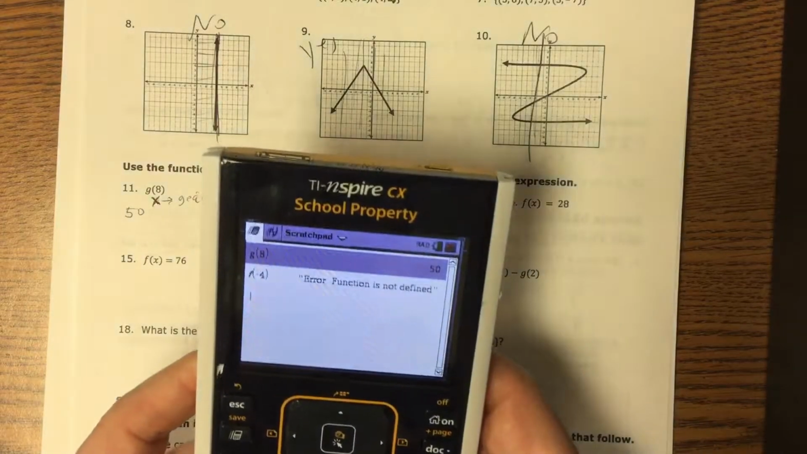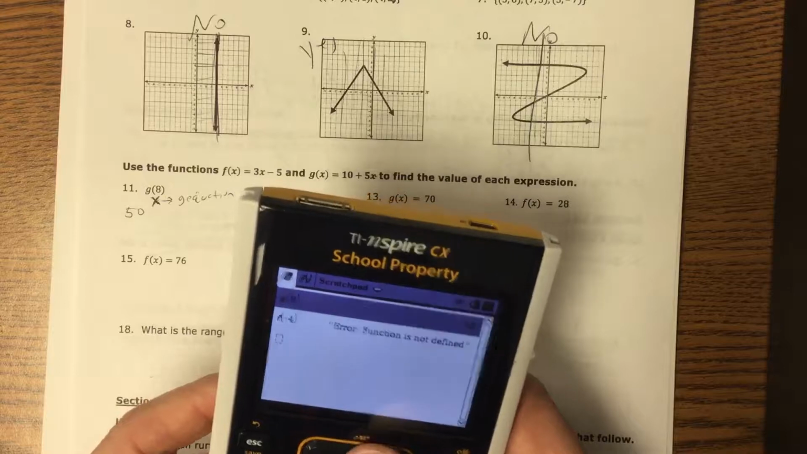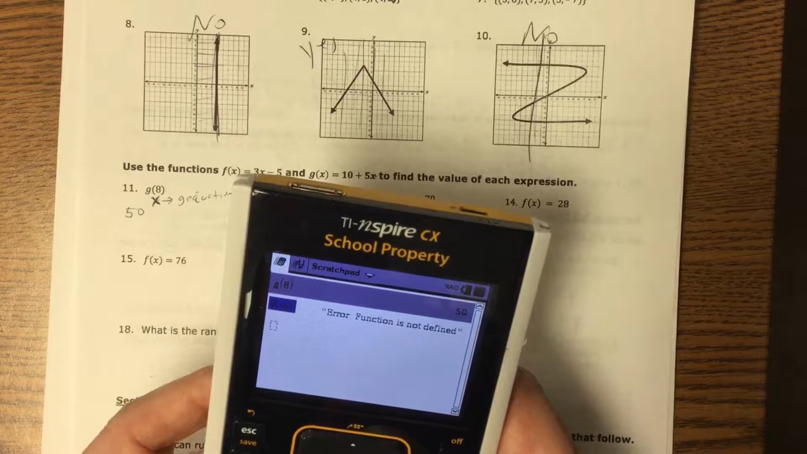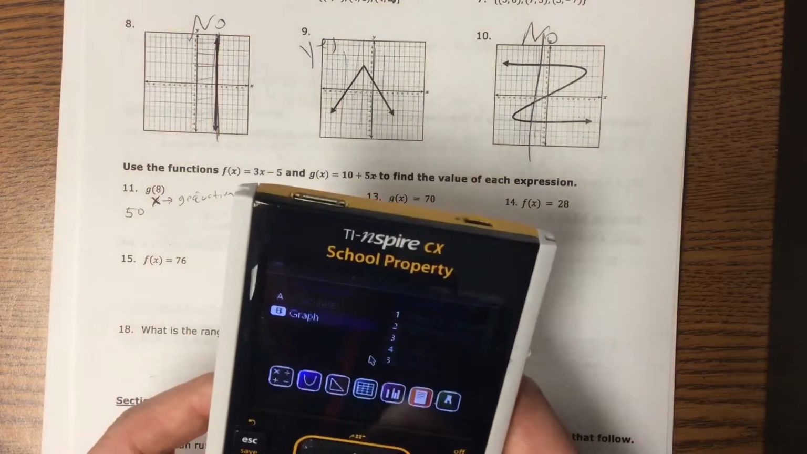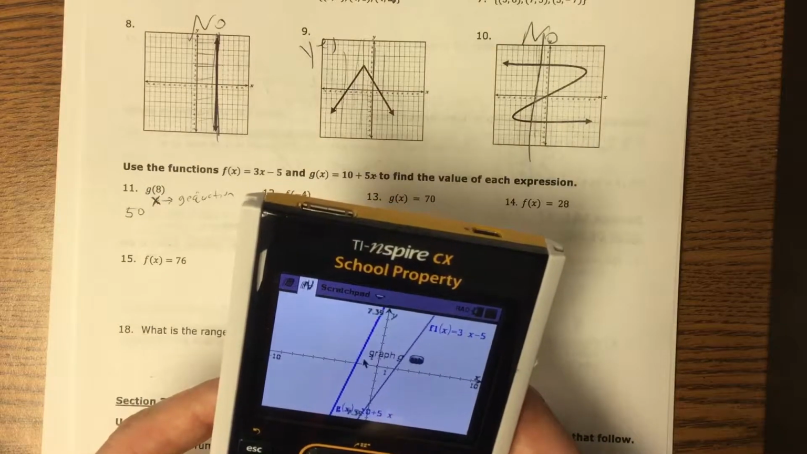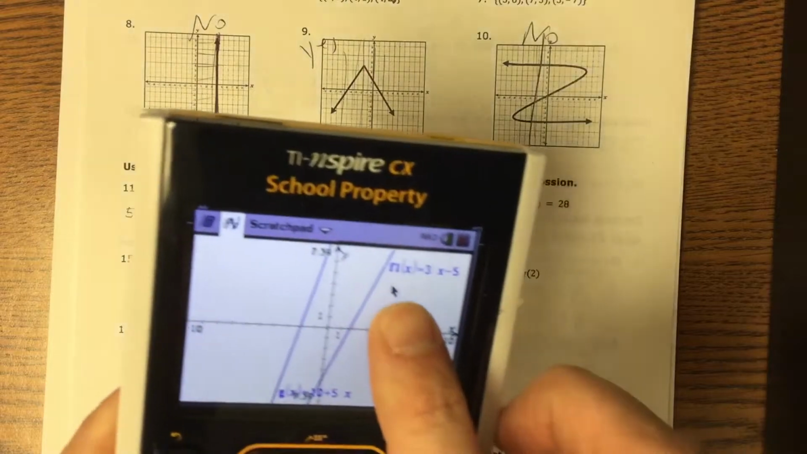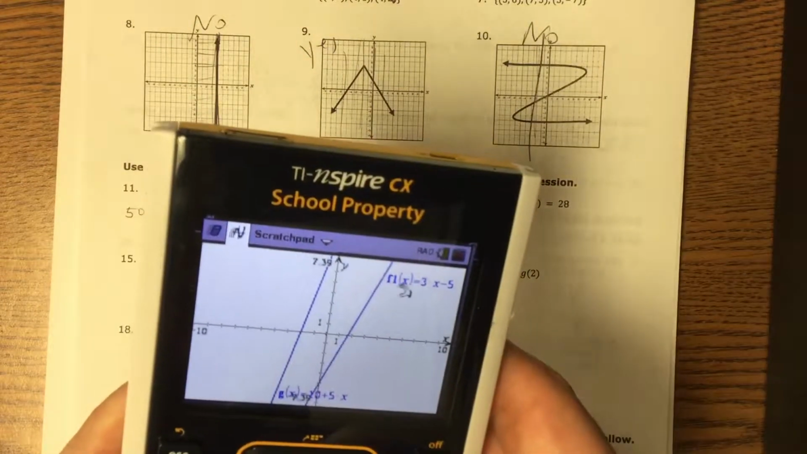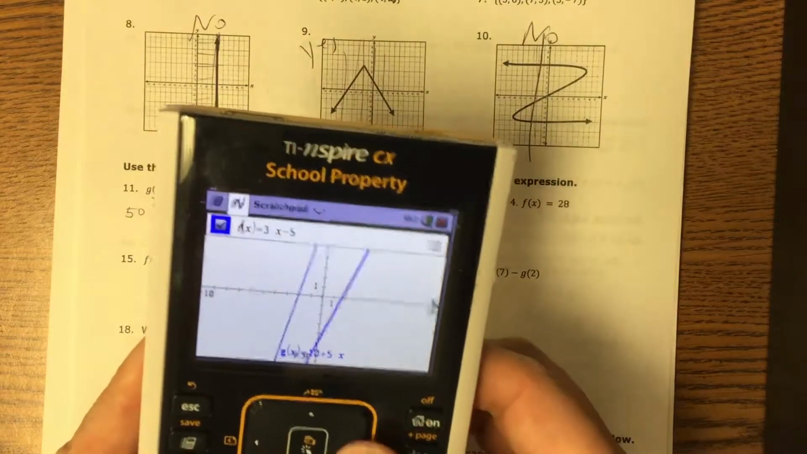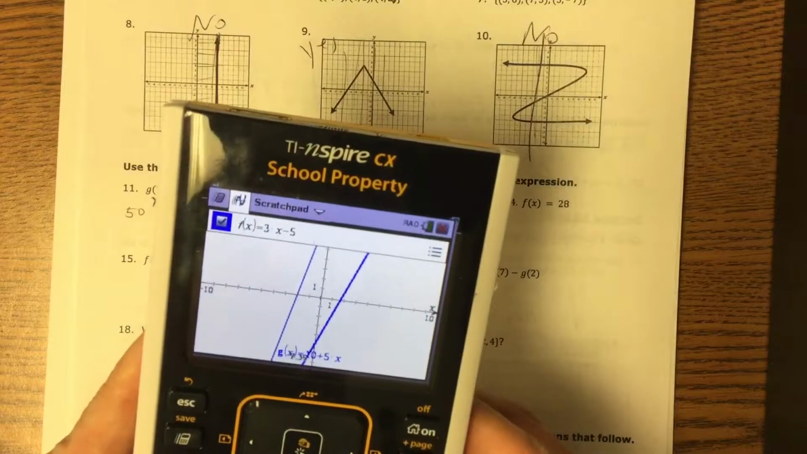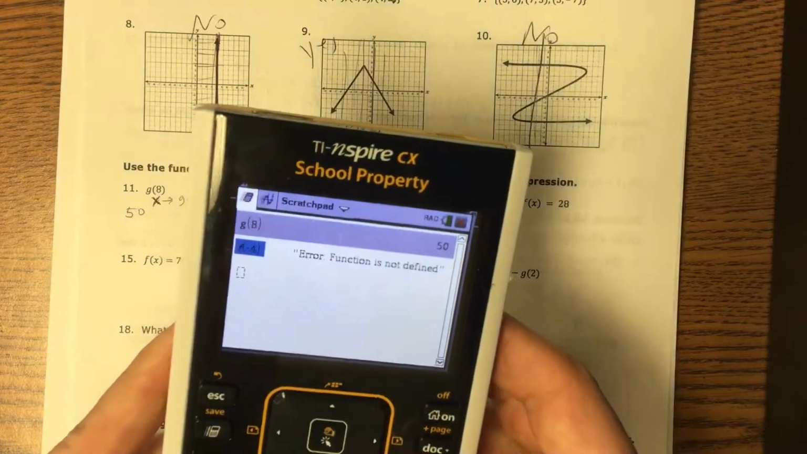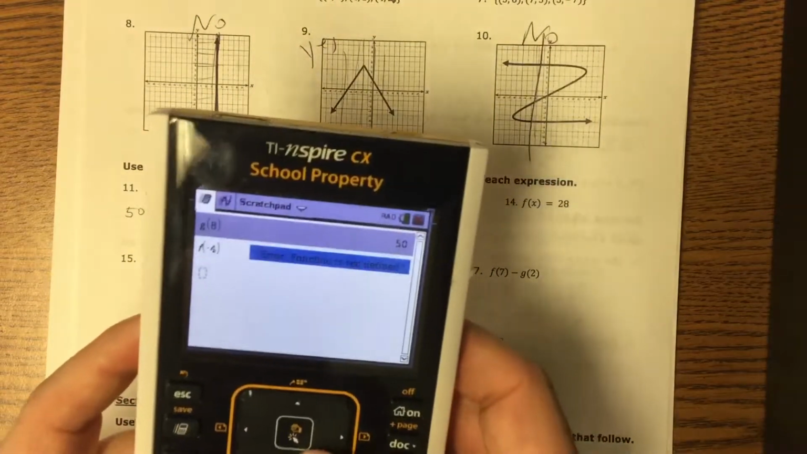F of negative 4. Well, I thought I would be able to do it this way. The function is defined. Let me go back to here. Oh, it is my fault. See, it's F1. Let's rename this. It's F1 of x. It should be f of x. So I'm going to get rid of the 1. And I'm going to clear that out, and now I go back to my calculate. Okay, let's copy and paste that.